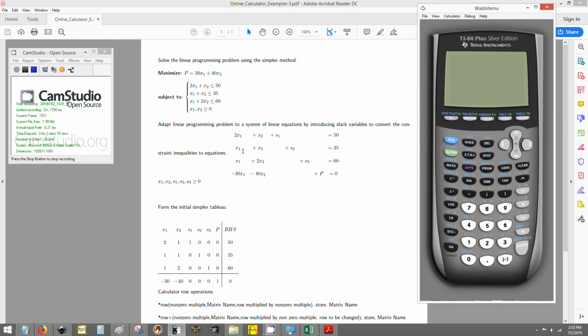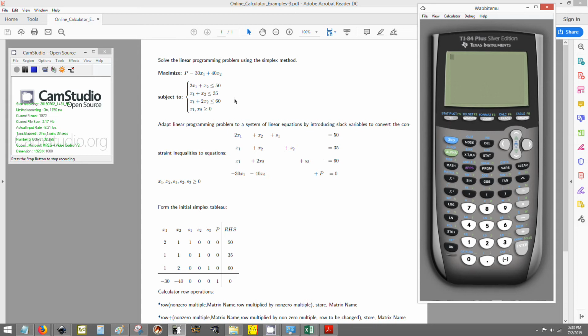And then x1 plus x2 is less than or equal to 35. There must be some unknown quantity that makes it equal to 35, so we introduce a new slack variable, s sub 2. Likewise, x1 plus 2x2 plus s sub 3 will equal 60.